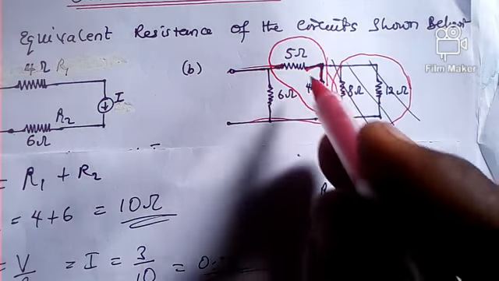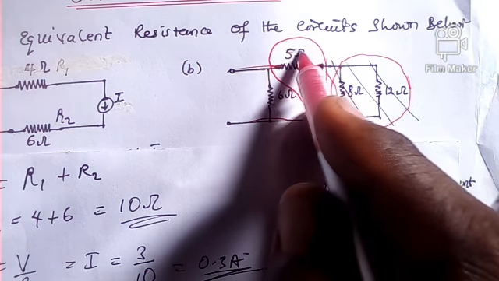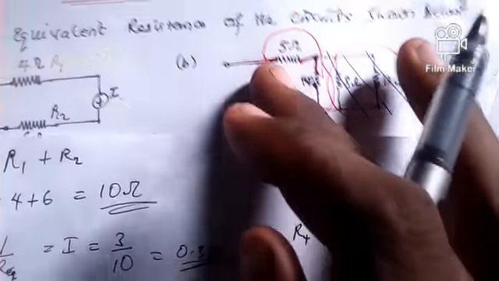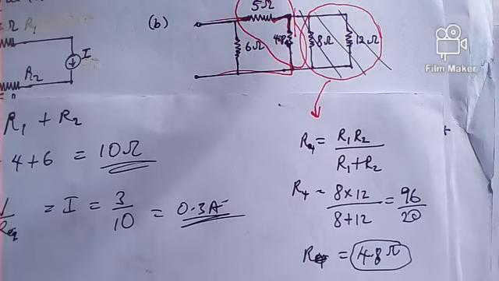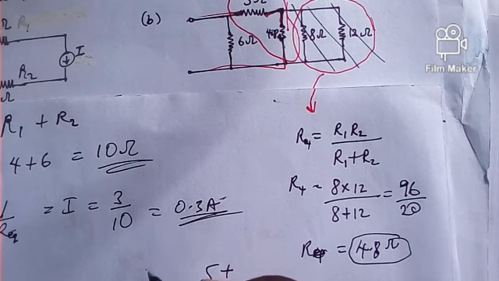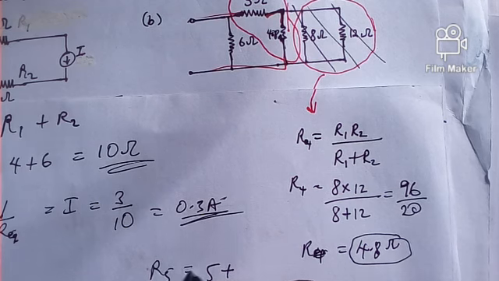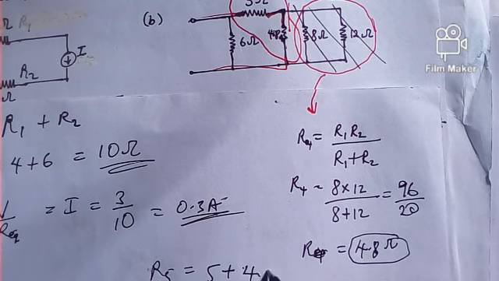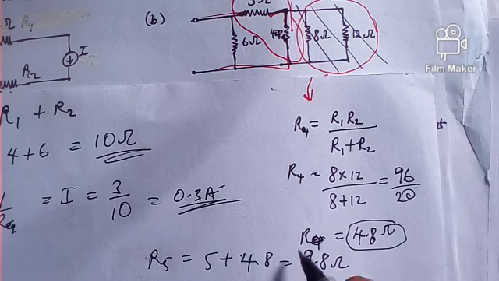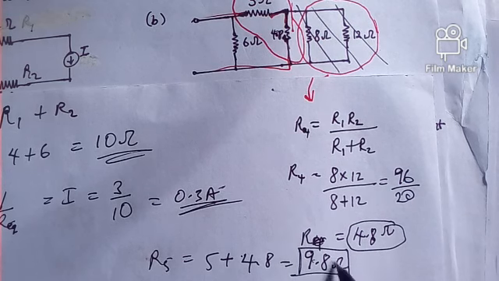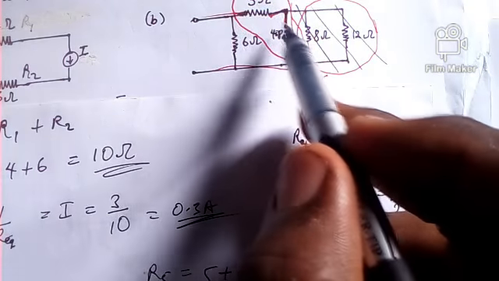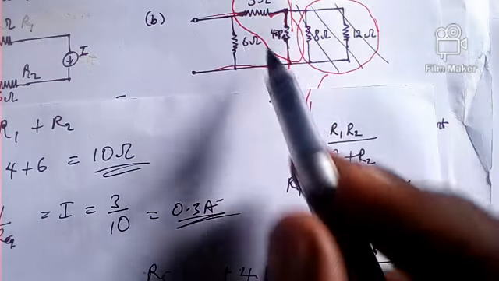When we add them up, we'll have the equivalent resistance to be 5 ohm plus... You know what we do when we have resistors that are in series, we simply add them up. Let's call this R5, and that is equal to 5 plus 4.8, and that will give me 9.8 ohm. This is the equivalent resistance of these two resistors that are in series.